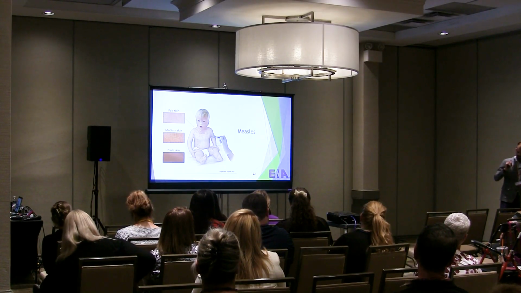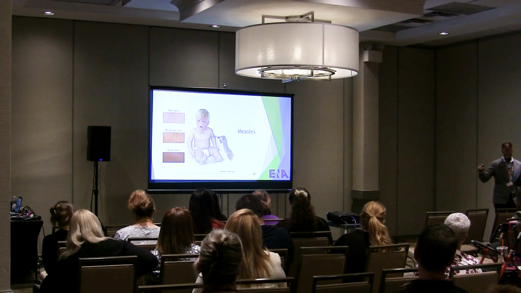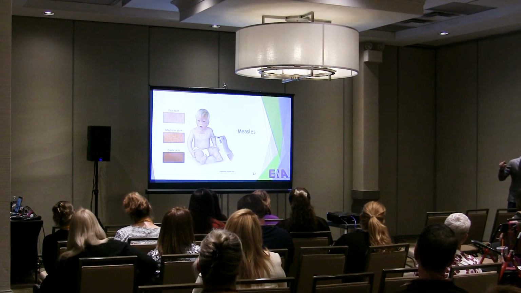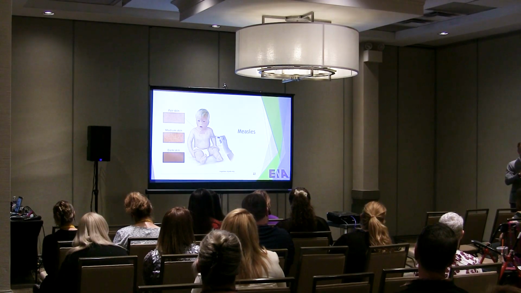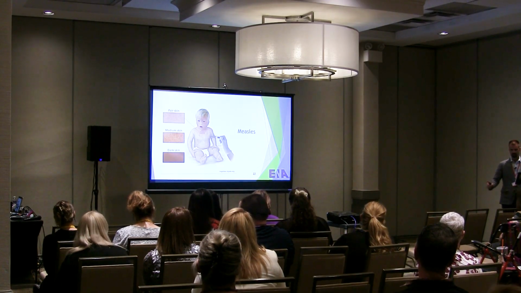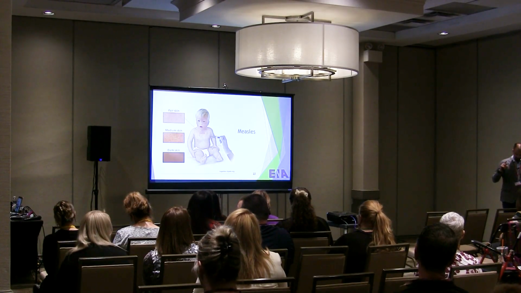The rate of transmission: the flu can transmit from 1 person to 4 people. Smallpox, 1 to 5. Mumps, 1 to 7. Rubella, 1 to 7. Pertussis, 1 to 12. Measles, 1 single person can infect 18 people. So it goes pretty quick throughout the community, okay?